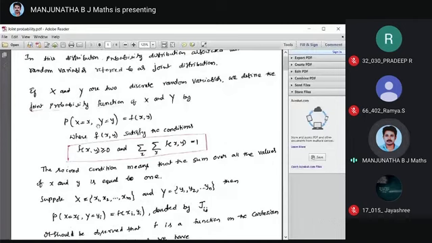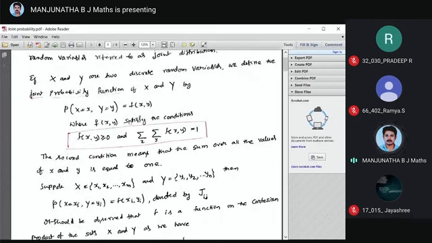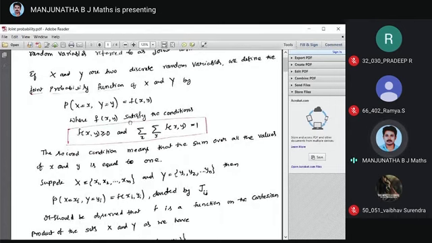That means X is capital X, the random variable X here. Random variable capital X is xi, capital Y is yi, or it is also denoted by f of x comma y, where f of x comma y satisfies the condition f of x comma y is greater than or equal to 0 and summation over x, summation over y of f of x comma y equal to 1.